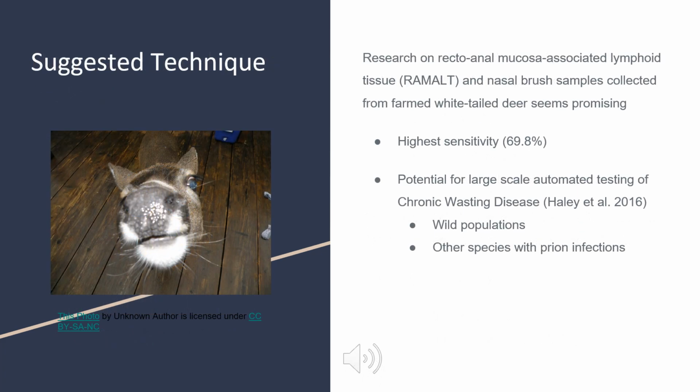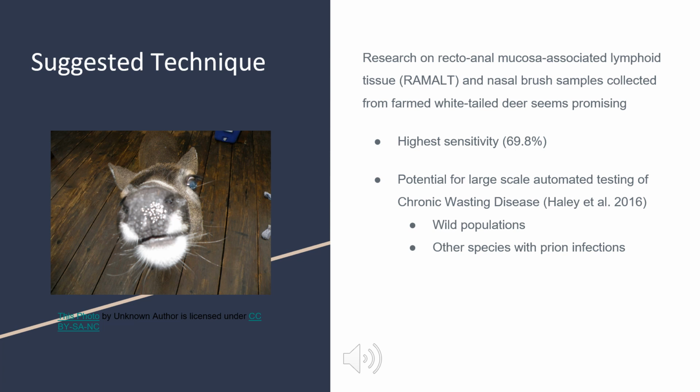The good news is, better methods are on the way. There is promising research by veterinary microbiologists in antemortem detection by rectoanal mucosa-associated lymphoid tissue, or RAMALT, and nasal brush samples. These samples are currently only collected from farmed white-tailed deer, but this method has the potential to be used on wild populations in the future.